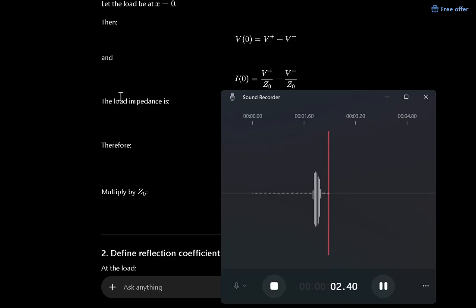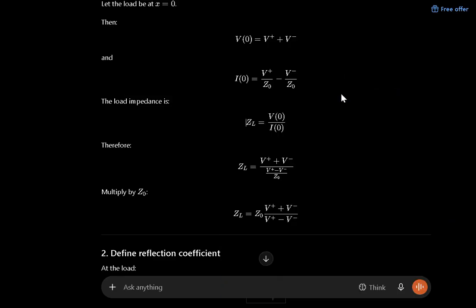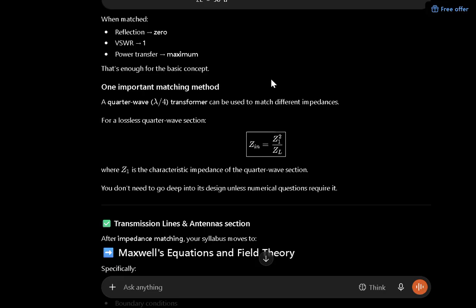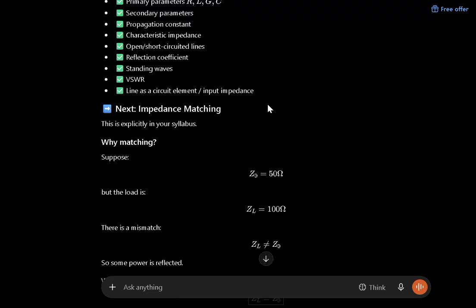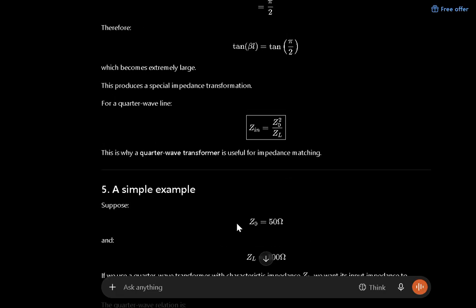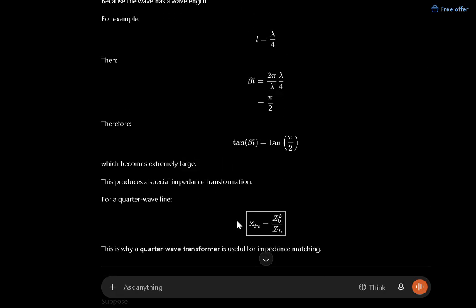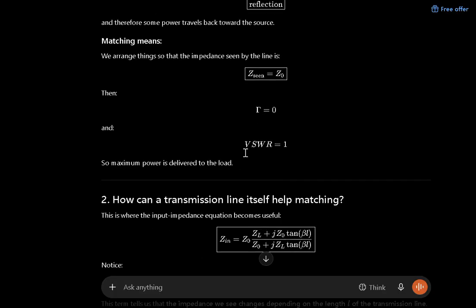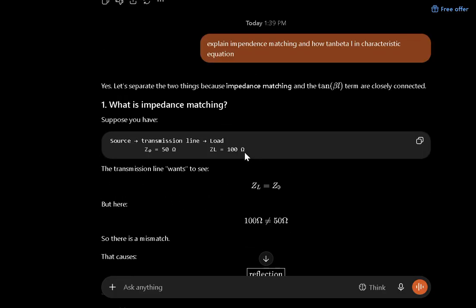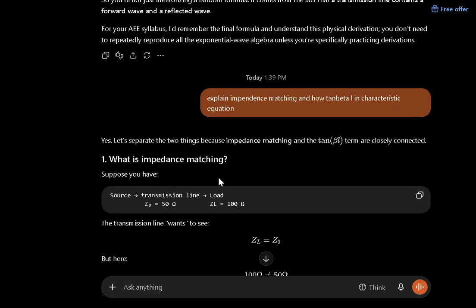So let's study impedance matching. Impedance matching. Let's study impedance matching. So what is impedance matching?